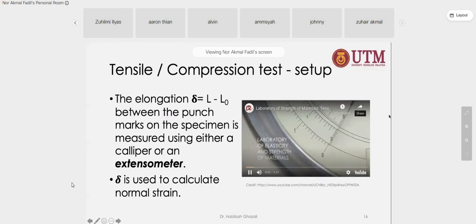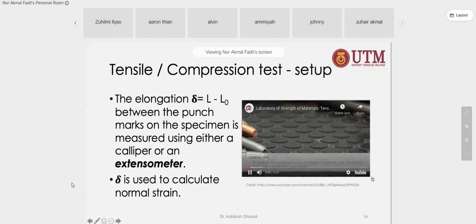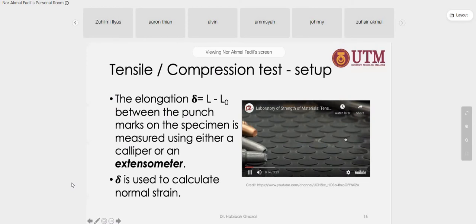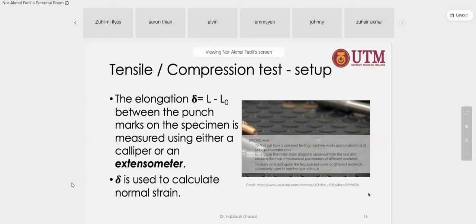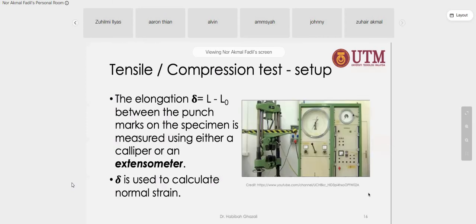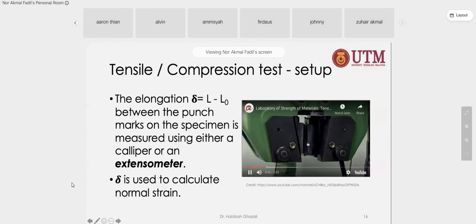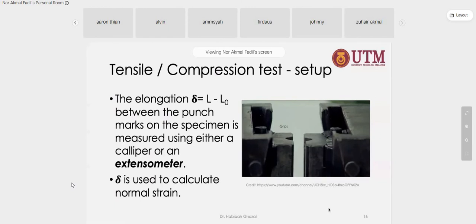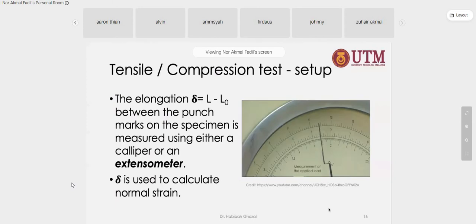Okay, this is an example of recorded video during the testing. So this is the machine. Okay, this is the sample grip. You need to put your sample here. The extensometer will record the elongation value.